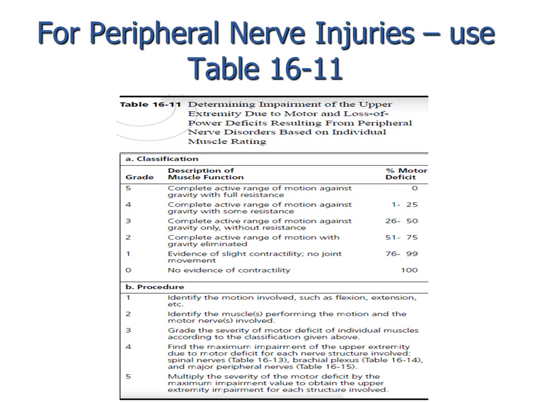Below a grade 3, we have decreasing ability to move the limb or segment or joint against gravity. So with a grade 2, we have movement, however gravity must be eliminated. With a grade 1, we have some evidence of slight contractility of the muscle without joint movement. And then a grade 0, we have no visible or palpable evidence of any contractility.